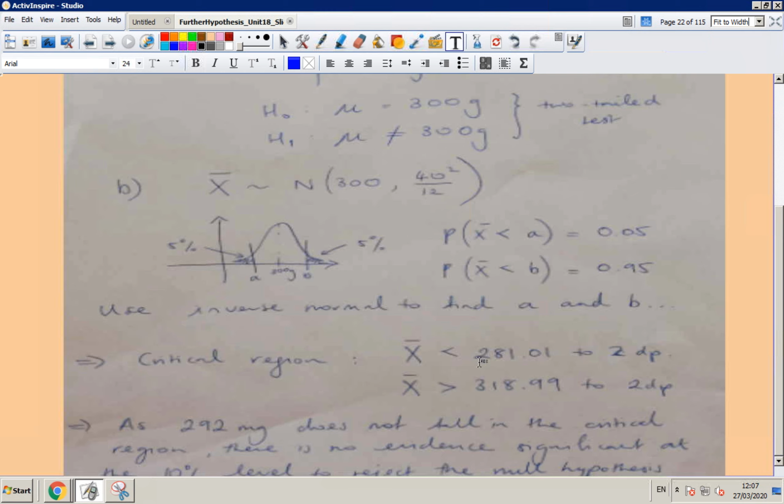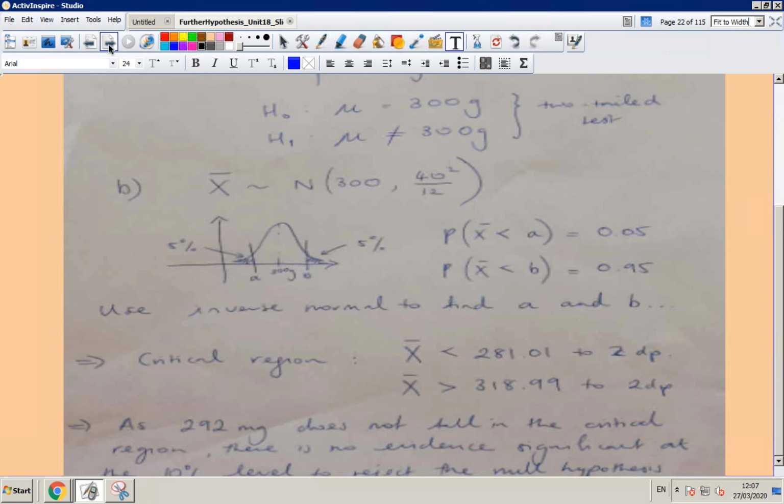And we would be able to say at this point, well, as 292 grams does not fall in our critical region, so 292 grams is here, not in our critical region, then there is no evidence significant at the 10% level to reject the null hypothesis. Alright, so approach 1 would be to find the critical region, so find those values of x bar that would mean we reject the null hypothesis.